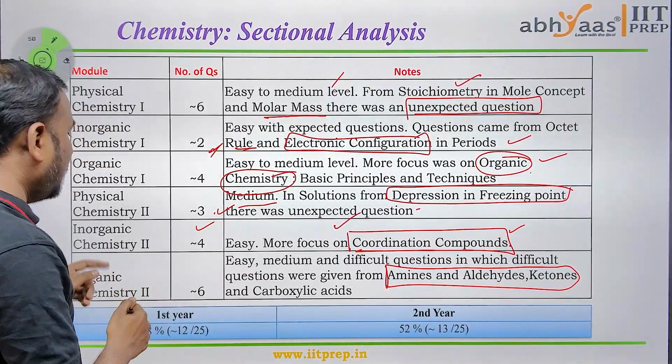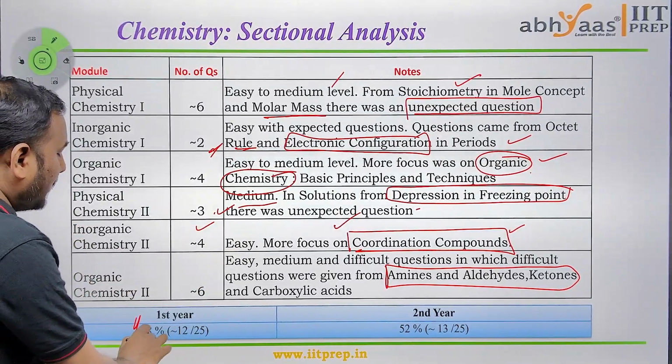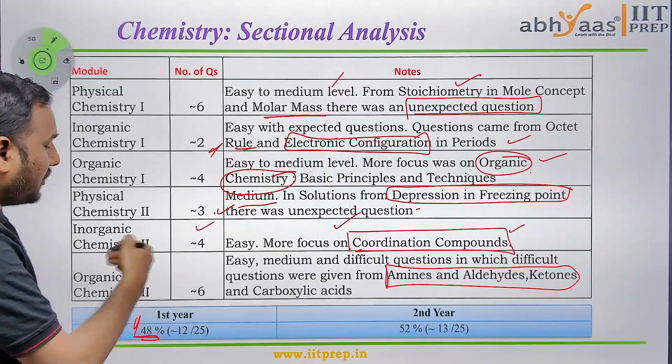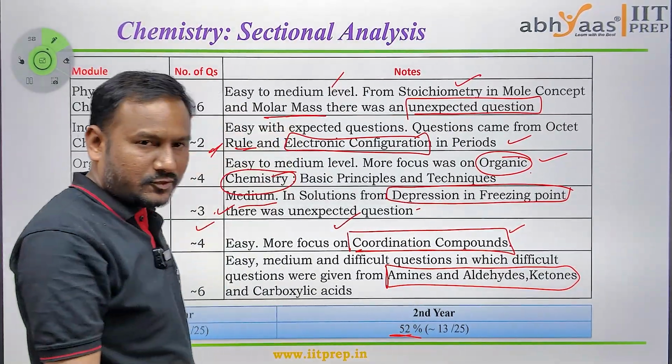And if you observe the first year and second year segregation, we observe that 45% was from the first year portion and 52% was from the second year portion.